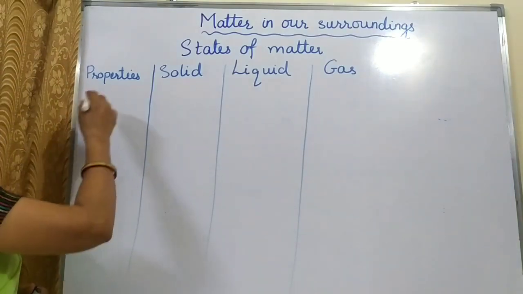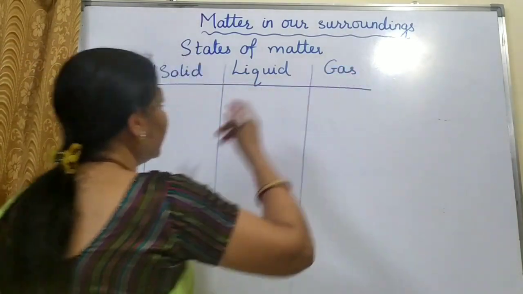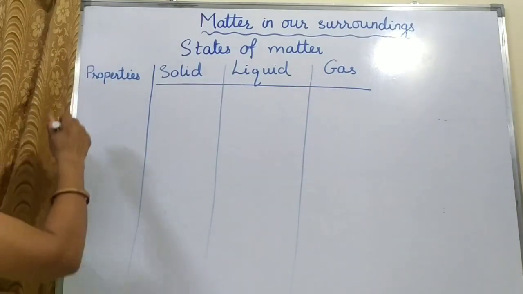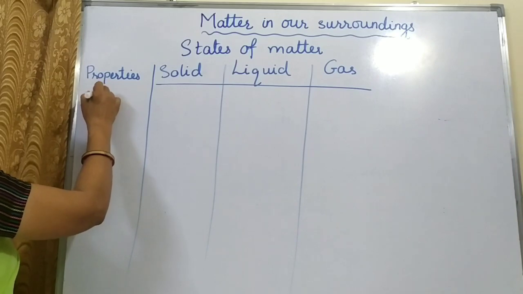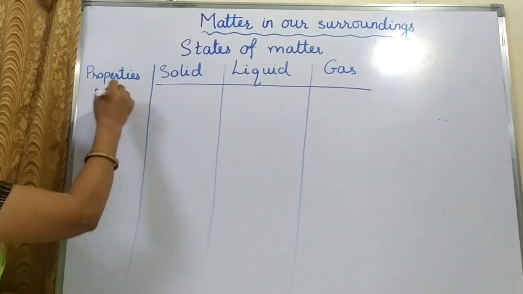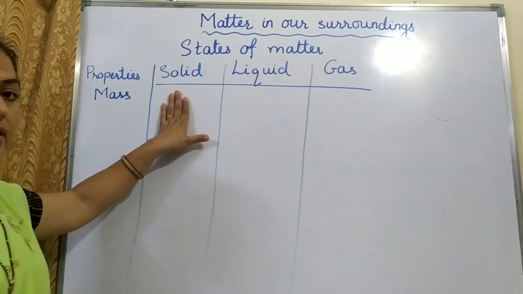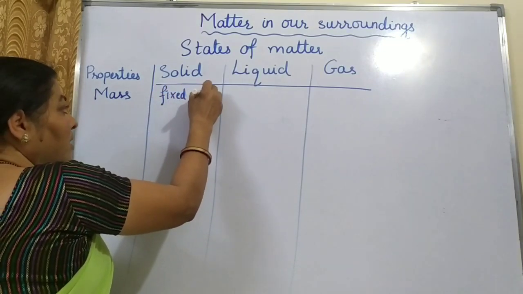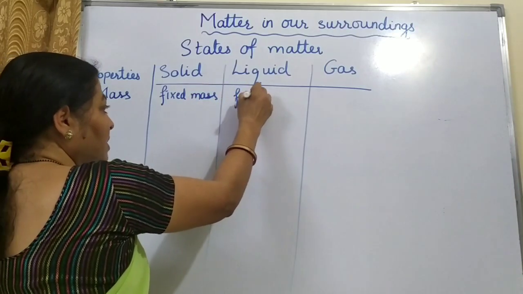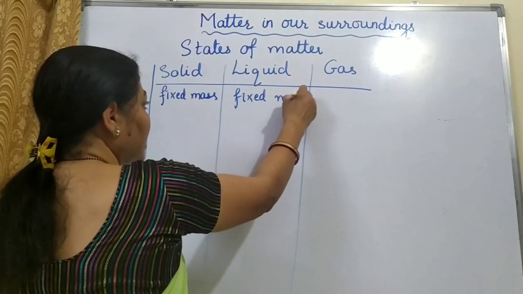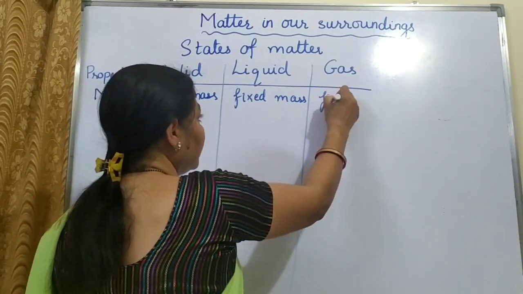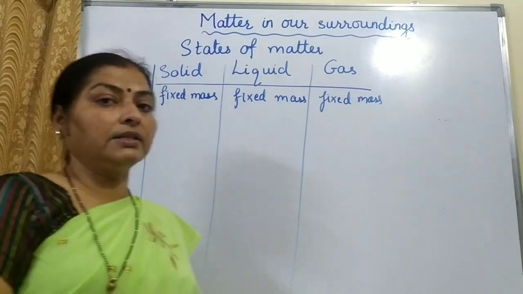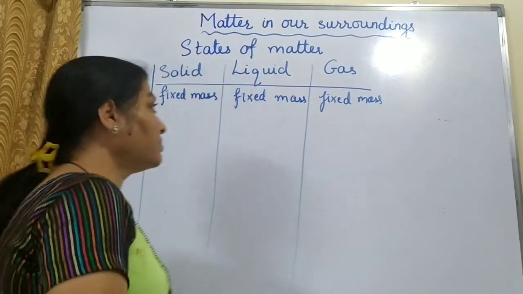Okay, so we are going to study some properties of the states of matter with respect to the solid state, liquid state and the gas state. So one such property is mass. So we know that solid has a fixed mass. Liquids also have a fixed mass. Means a fixed quantity of liquid will have a fixed mass. Even a fixed quantity of a gas will also have a fixed mass. Mass can't change. Even of a gas also fixed quantity will have a fixed mass.